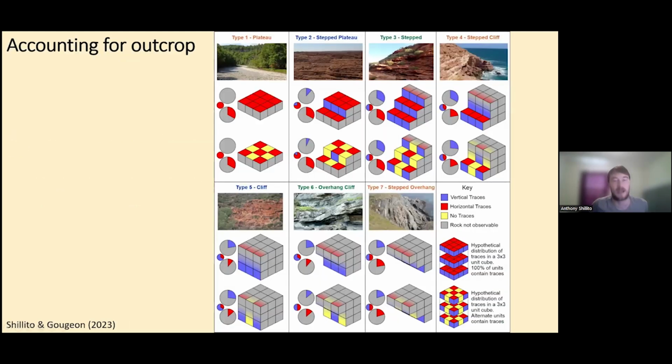So how can we account for outcrop in our work, in our studies? What can we do to make it clear so that these studies are replicable and people know what our observations really mean? So with Romain Gougeon, we built on some previous work that both of us had done to build a scheme that essentially accounts for variability within the outcrop and how different outcrop morphologies can lead to preferential observation of either vertical or horizontal trace fossils. And this is important as to also include extent of the outcrop that you're looking at.